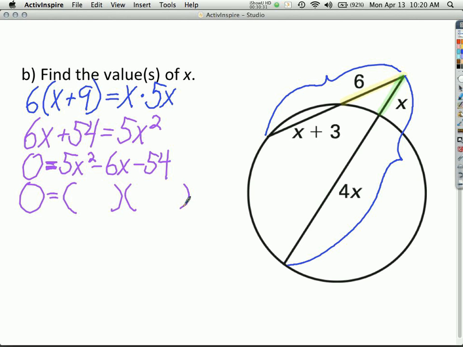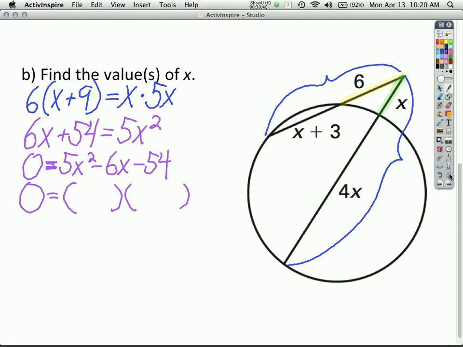No. That's unfortunate. I tried to see how, and I got 3, but I pumped it back in and it didn't work. What else could we do? Factoring's proving difficult. What else could we do? Quadratic formula. That's what it's there for.